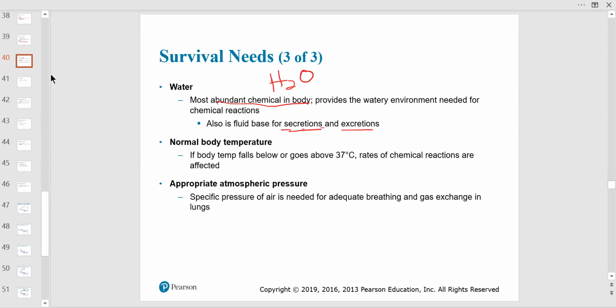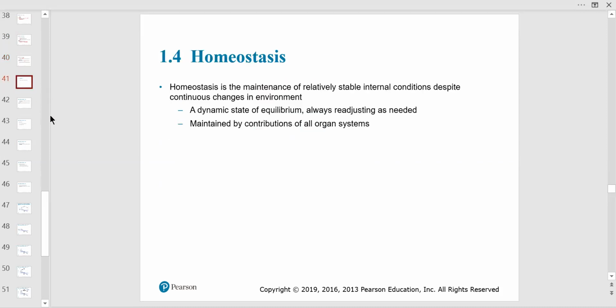Now here's about body temperature. 37 degrees Celsius is the same as 98.6. So that's homeostatic. And it can go a couple of points either way, but not too far, right? And we need this appropriate atmospheric pressure for one reason to get the oxygen in, and another reason to get the carbon dioxide out.